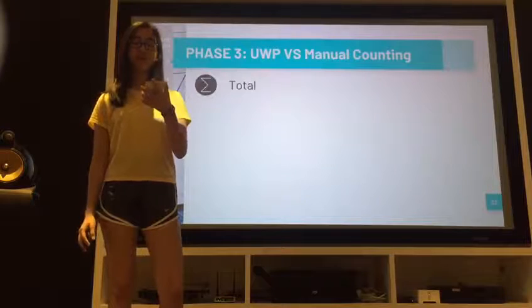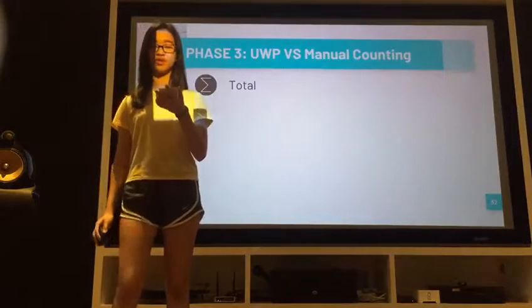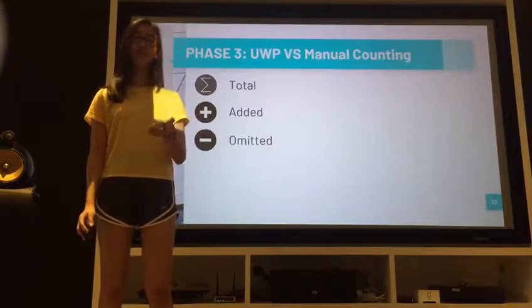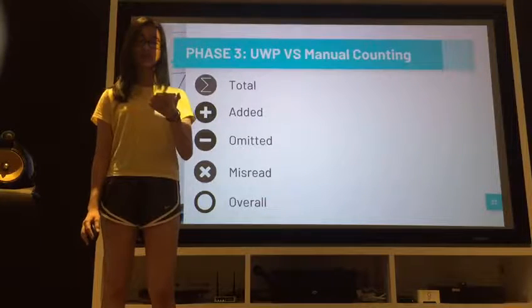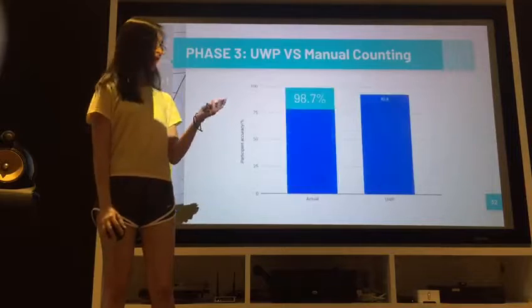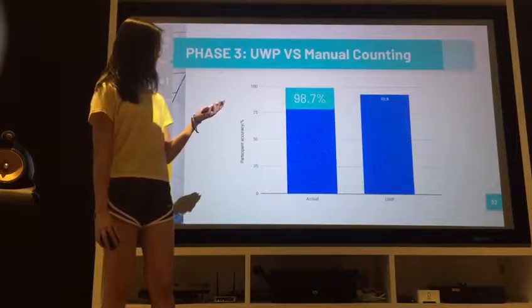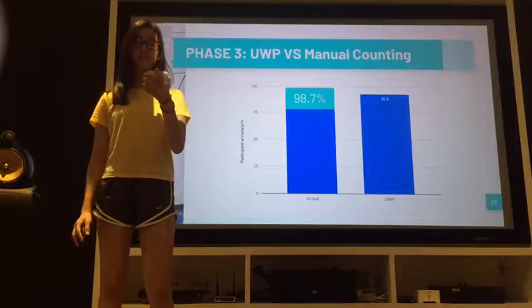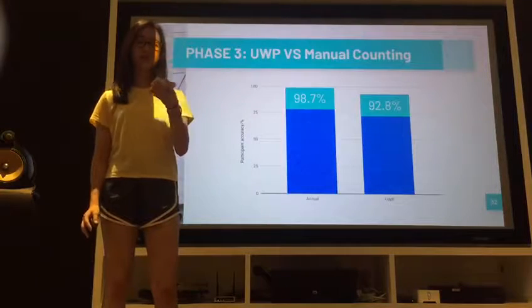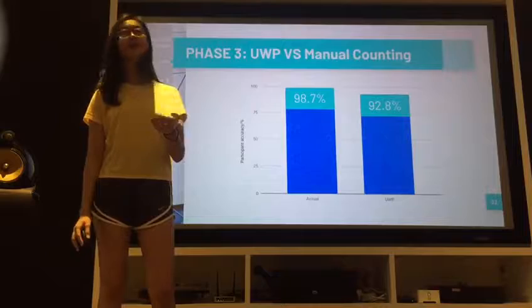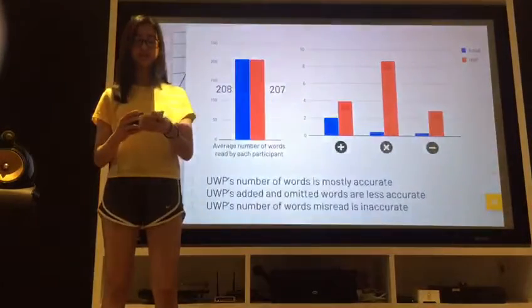The 4 criteria we used in evaluation were the total number of words read, the number of words added, omitted, and misread, and we used these to calculate the overall accuracy of the participant. Here is a bar graph comparing the overall accuracy of the participant. The average overall performance was actually 98.7%, but UWP detected 92.8%. Overall, UWP detected more errors than were actually present.